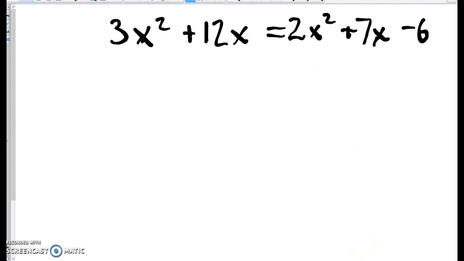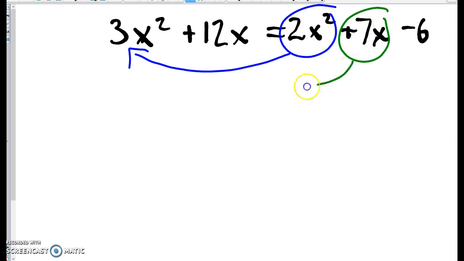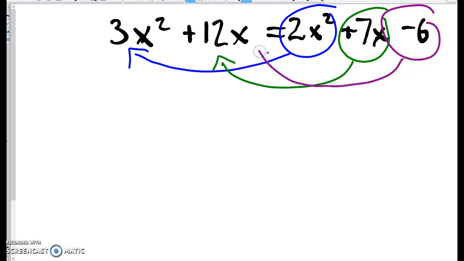And again, it can look really complicated, but as long as it comes down to an expression that's factorable on the left-hand side and 0 on the right-hand side, as long as we can make it look like that, we should be fine. So here, we really don't want this 2x squared over there. We want it together with that 3x squared term. We really don't want this plus 7x here. We want it together with that 12x. And we'd really rather have this -6 over here on the other side so that we're left with nothing on the right-hand side. So that's what we'll do.